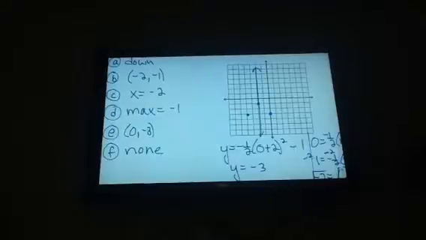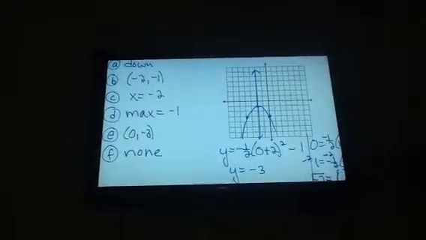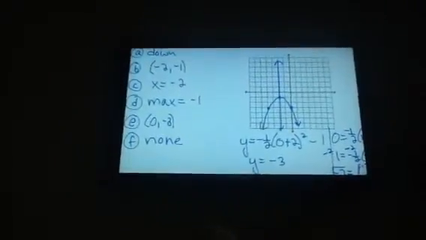No x-intercepts. And when we graph it here, you'll see why. Because it doesn't cross the x-axis. It's below it.